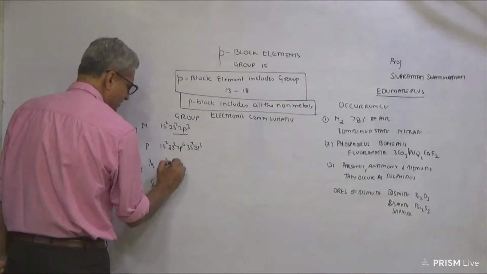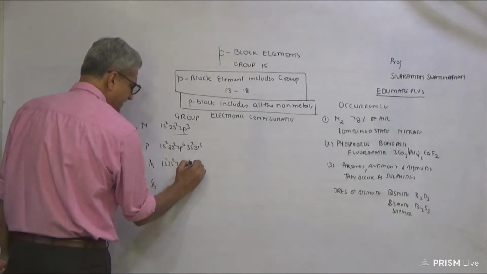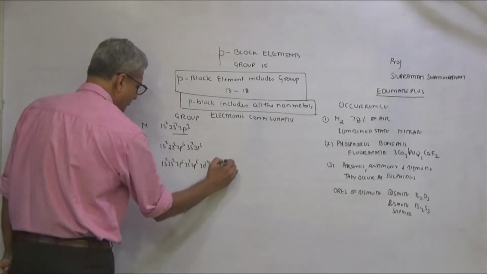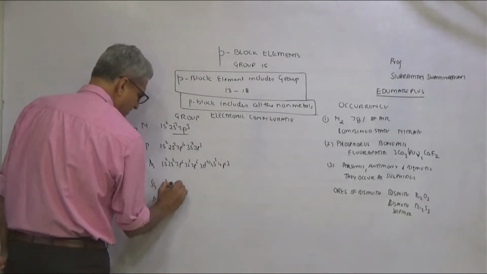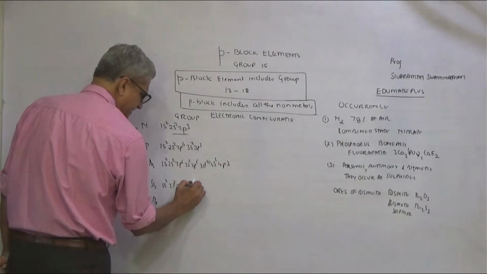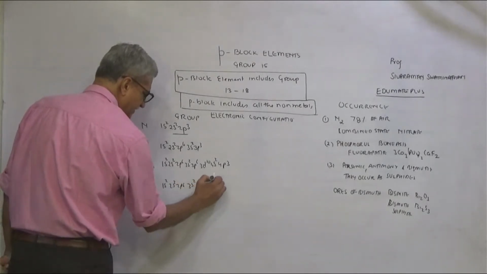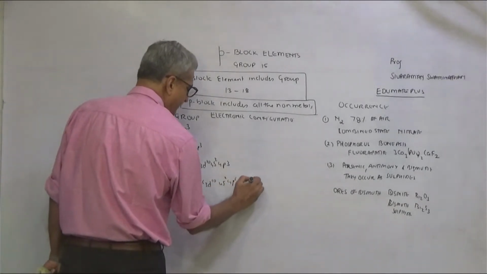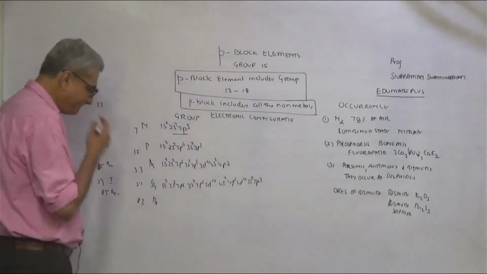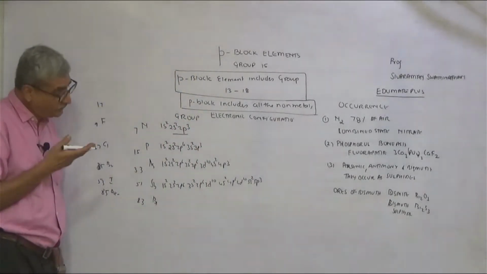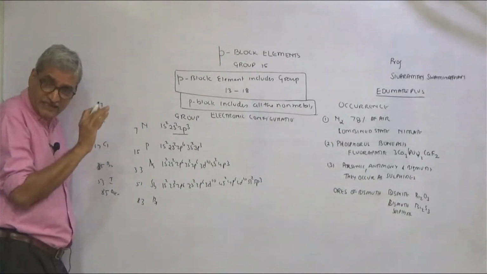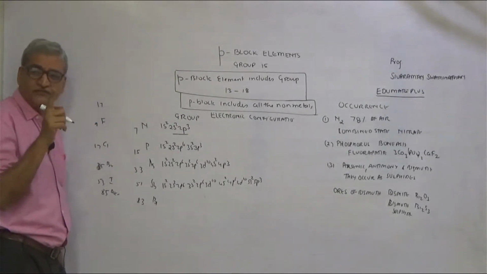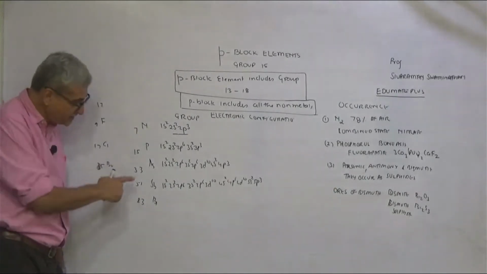Then we have arsenic: 1s2, 2s2, 2p6, 3s2, 3p6, 3d10, 4s2, 4p3. Then antimony: 1s2, 2s2, 2p6, 3s2, 3p6, 3d10, 4s2, 4p6, 4d10, 5s2, 5p3. You see, why did I not put 4f over here? Because when we teach you lanthanides, we tell you 57 is lanthanum, so from 58 onwards only the 4f gets filled. Is this clear? This is already 51.